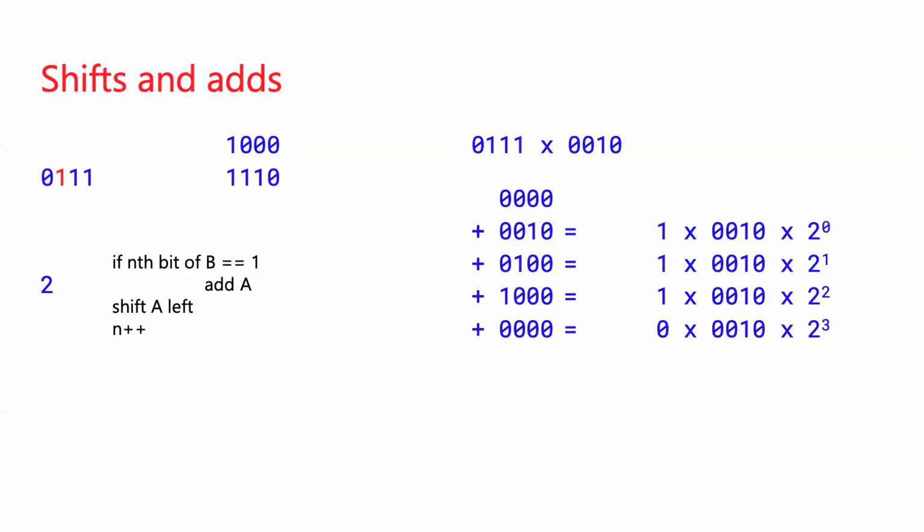This is the thing that we just did. This is just explaining it mathematically. So every time we took A and shifted it to the left, we were doubling the value of A, and then we added that in whenever the corresponding bit of B was 1.